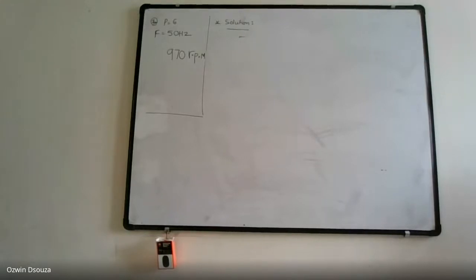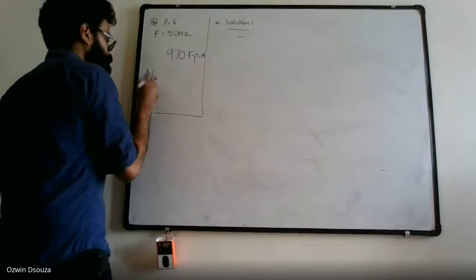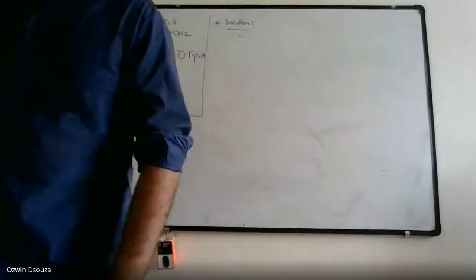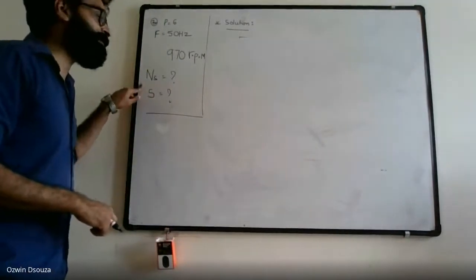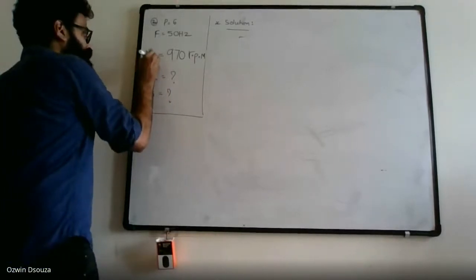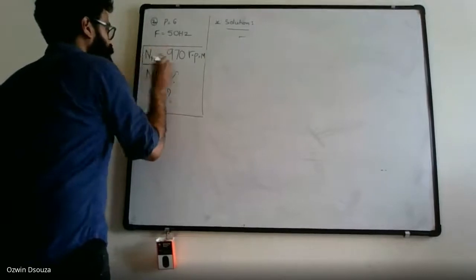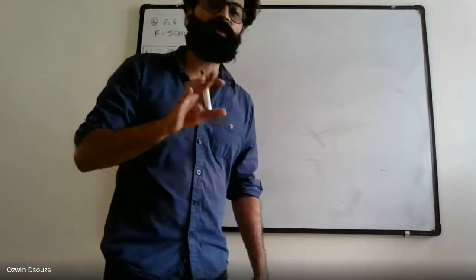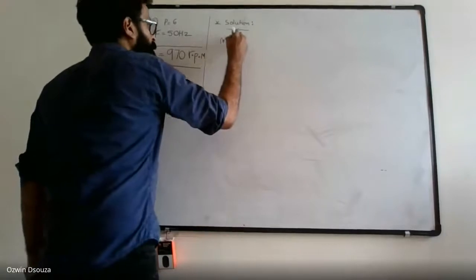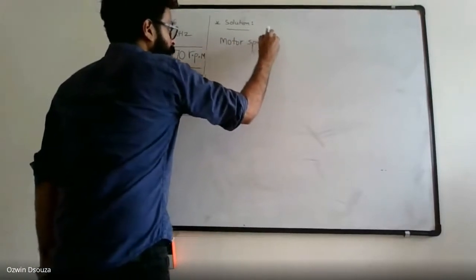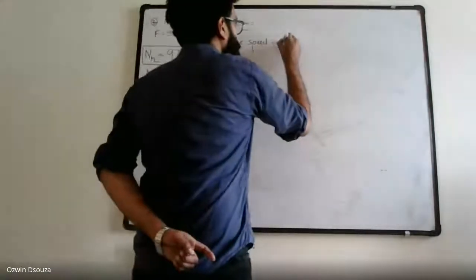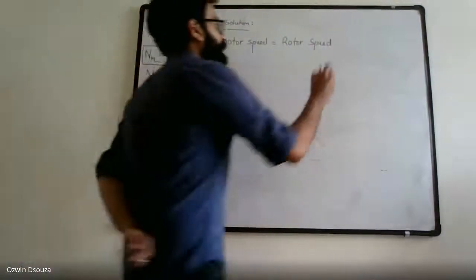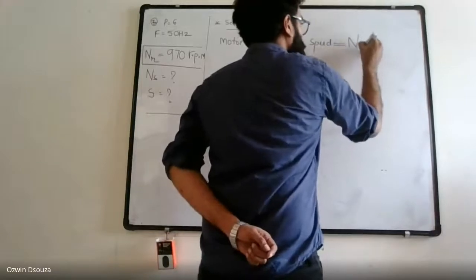Find the synchronous speed and slip. No suspense, right? Because they have asked you to find the synchronous speed, it is understood that this has to be the motor speed. Remember one thing. Motor speed or rotor speed is one and the same. Motor speed is equal to rotor speed, and this is taken as NR.